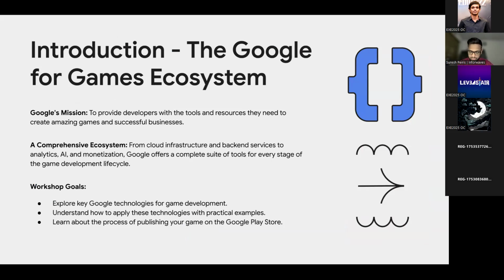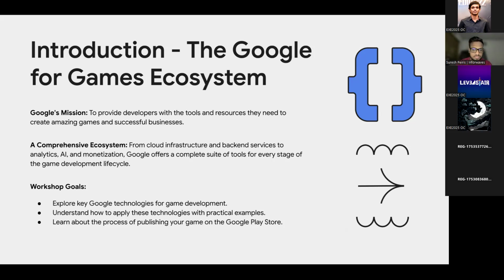Right. So before I dive in, let me quickly talk about what Google has on its table for game developers. Google has something called Google for Games, which is a dedicated ecosystem for game developers. It's not only for game developers, but even for application developers, cloud developers, and machine learning developers. Google caters to a wide variety of backgrounds.